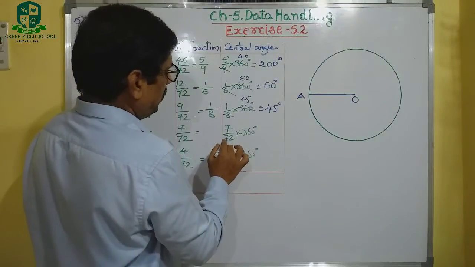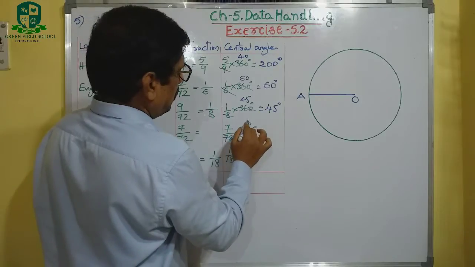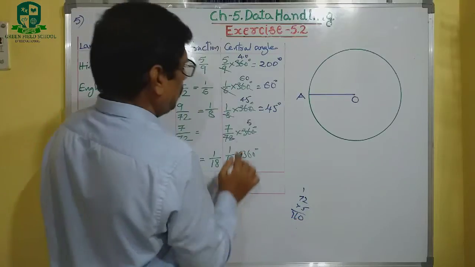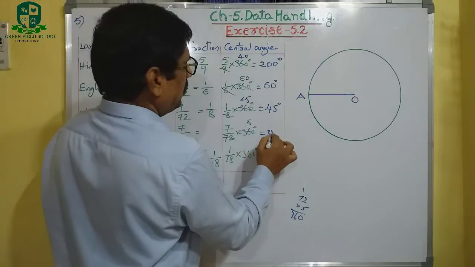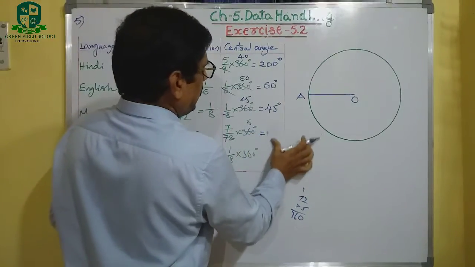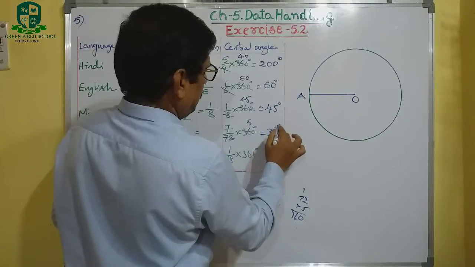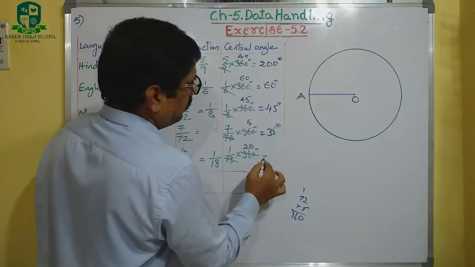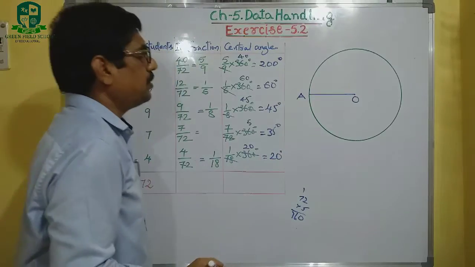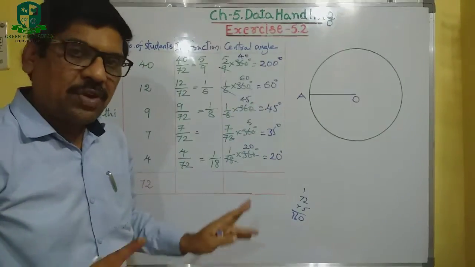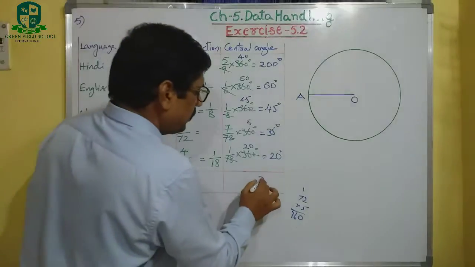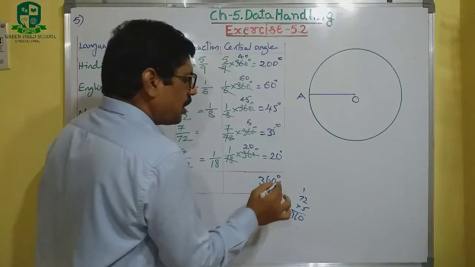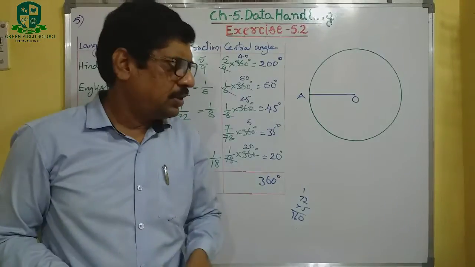After that 72. 72 5s. Correct only? See, look at this, 72 5s, 360. So 7 into 5, 35 degrees. We get 35 degrees here. And the last one, 18 20s. We get 20 degrees. If you add all these angles, how much should you get? Yes, you must get 360 degrees. If you don't get 360 degrees, you have to recheck your problem once again.